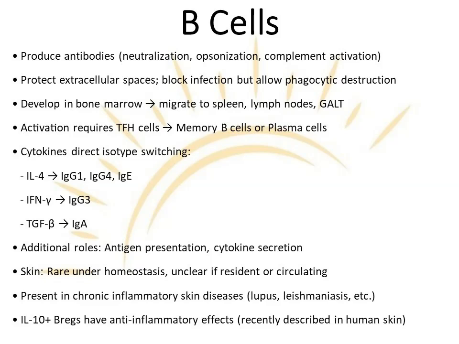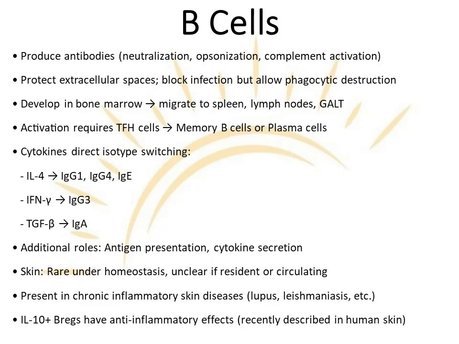Additional functions. Besides antibody production, B cells also present antigens to T cells via MHC class II molecules, helping activate adaptive immune responses. They also secrete cytokines. B cells in the skin. Under normal homeostatic conditions, B cells are rare in healthy skin, and it remains uncertain whether they are true tissue-resident cells or transient circulating cells.